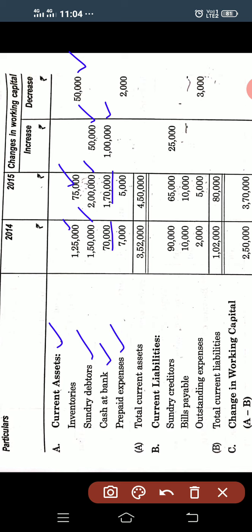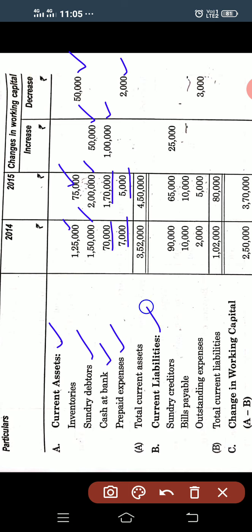And the last one is the prepaid expense, that is 7,000 and 5,000. Here there is a decrease of 2,000 compared to the previous year. So 2,000 decrease. If current asset is decreasing, working capital is also decreasing. We have to write the difference 2,000 in the decrease column.